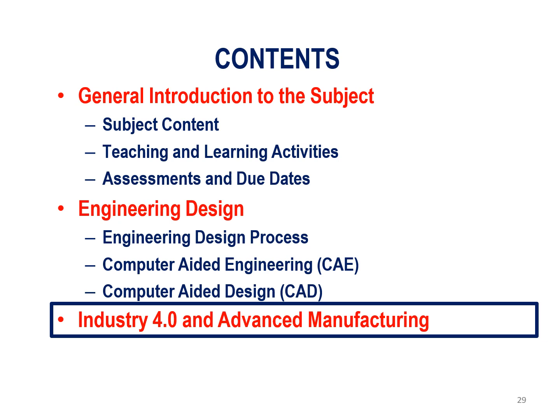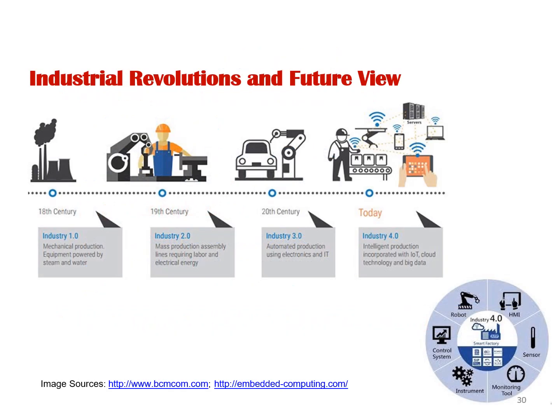Now, the last section of today's lecture is going to be about Industry 4.0 and advanced manufacturing. So, how did we get the term Industry 4.0? The industrial revolution review that we had is going to explain the term. The first industrial revolution used steam power to do manufacturing, and that happened in the 18th century.